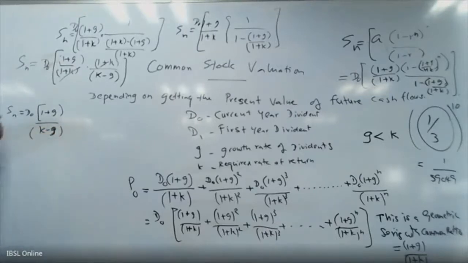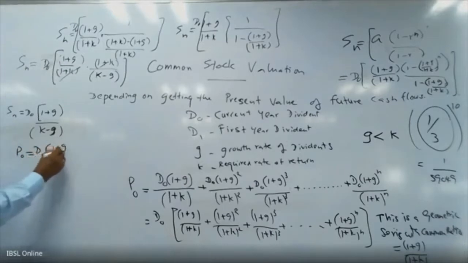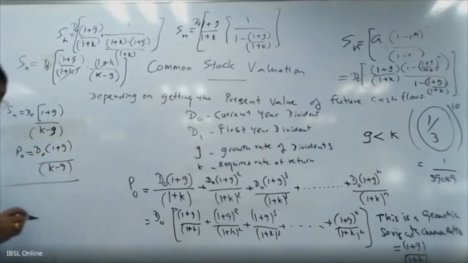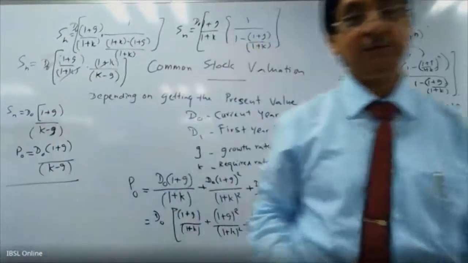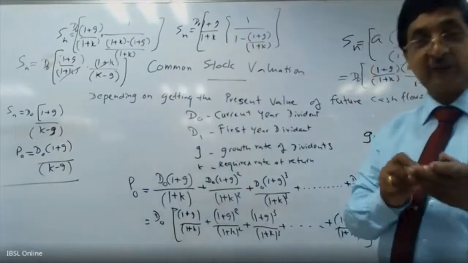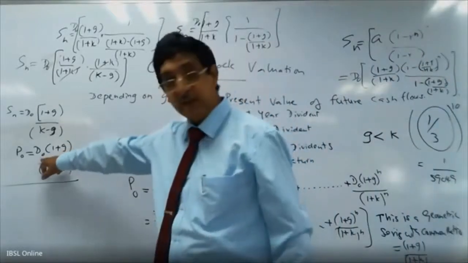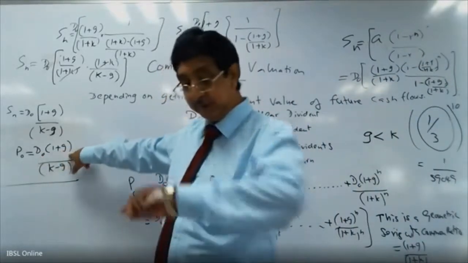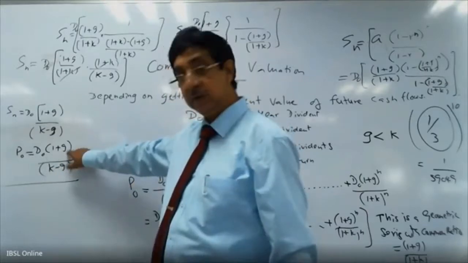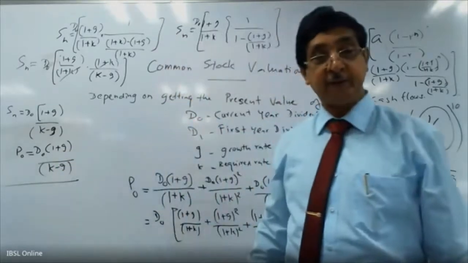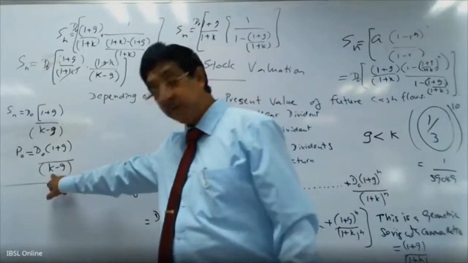Right. Now this Sn is the stock value or stock price, P0 is equal to D0 1 plus g divided by k minus g. Now this is what you call the one stage dividend model. One stage dividend discount model, we call it. Now here D0 is the current dividend, G is the dividend growth rate, K is the required rate of return.